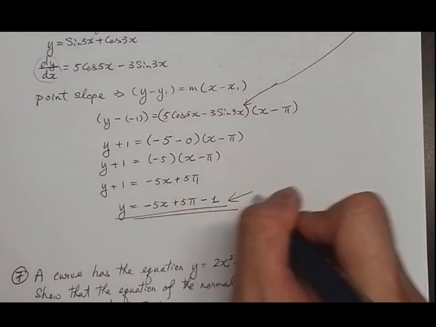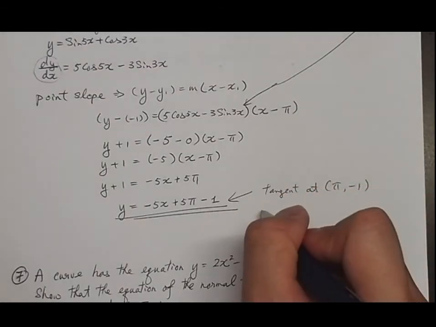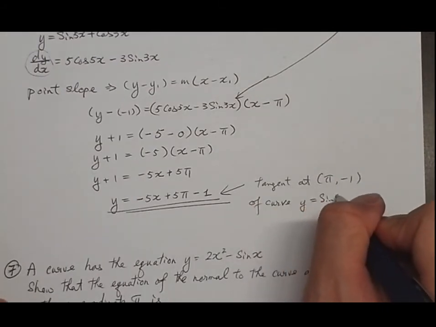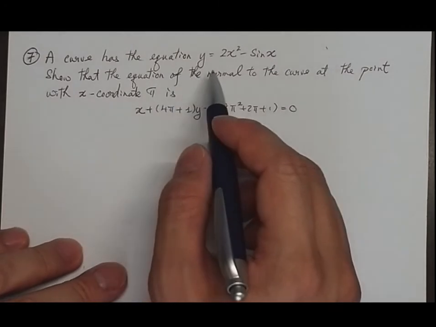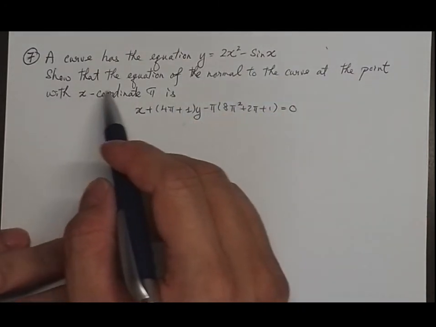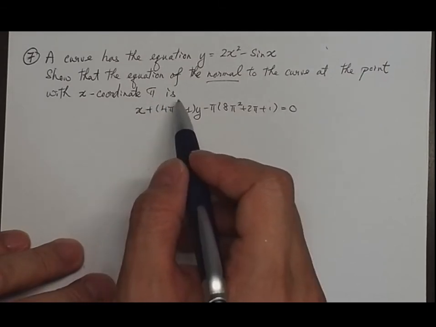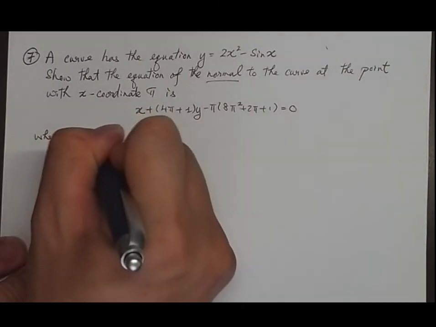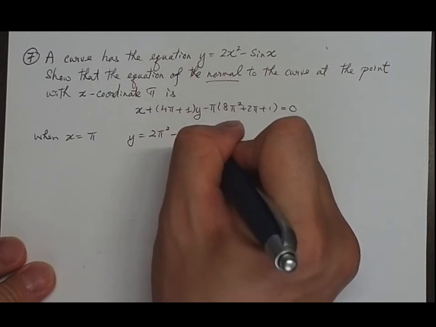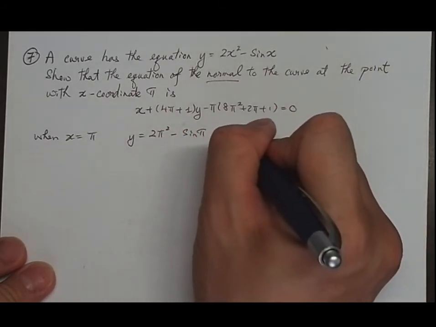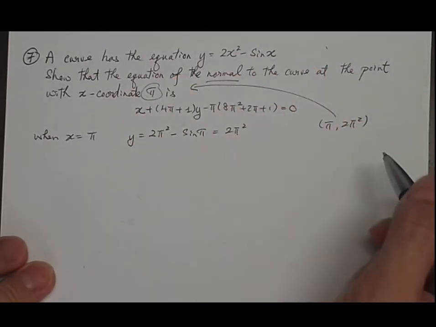This is the equation of the tangent at the point (pi, -1) of the curve y equals sine 5x plus cosine 3x. Question number 7. A curve has the equation y equals 2x squared minus sine x. Show that the equation of the normal, not the tangent, the normal to the curve at the point with x coordinate pi is this equation. When x equals pi, y is equal to 2 pi squared minus sine pi. And sine pi is 0, so y is equal to 2 pi squared. So we get the point (pi, 2 pi squared). This is the point at which we have to find the normal.